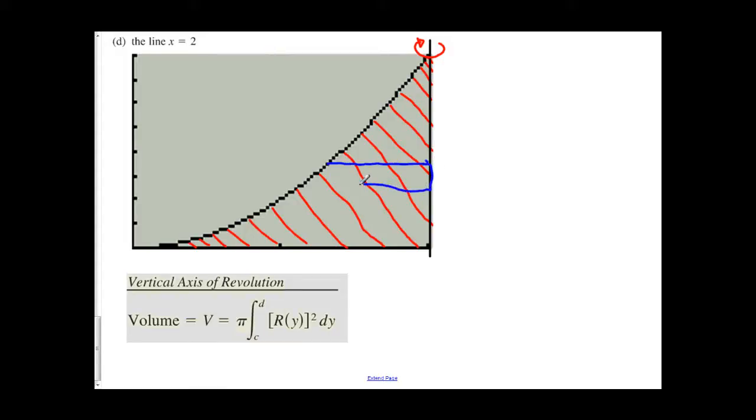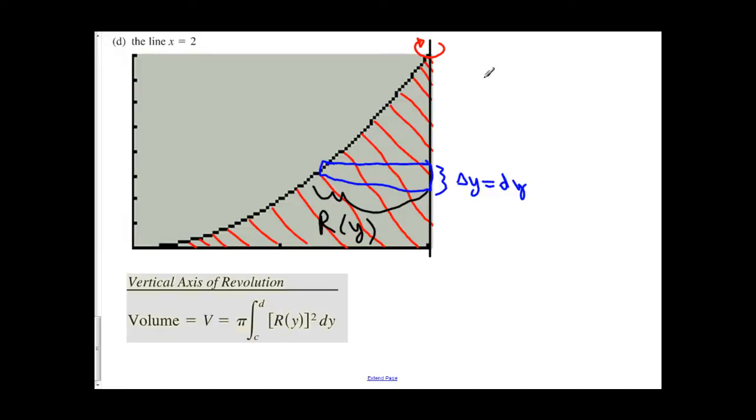So here is my representative rectangle, and the width of that representative rectangle is delta y, or dy. And now I just need to look at the radius. Because the region goes right up to the axis of revolution, I can use the disk method, and that only requires me to define one radius, which is the distance from the axis of revolution to the top of the representative rectangle. I'm going to call that r of y. It has to be a function of y, as you see when we have a vertical axis of revolution.